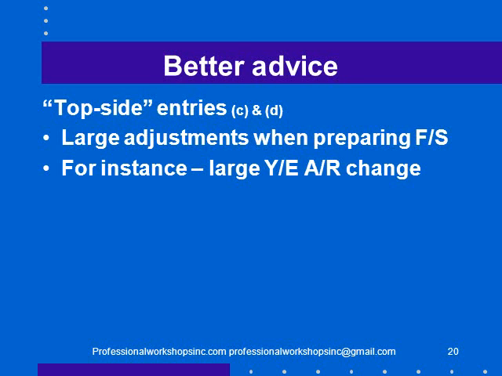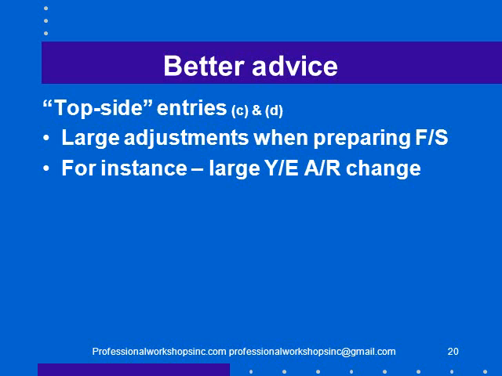Now, perhaps better advice would be to look at what are sometimes called topside entries, large adjustments that are made at year end to change the general ledger to get to the financial statements. And if you look at C and D and interpret it that way, large adjustments made when preparing the financial statements, then that's much better advice.